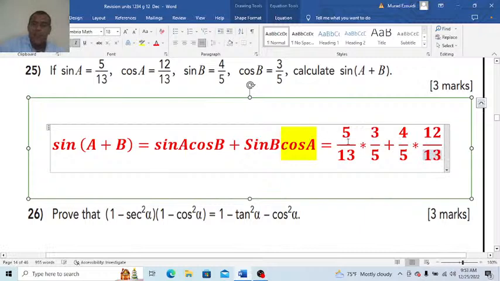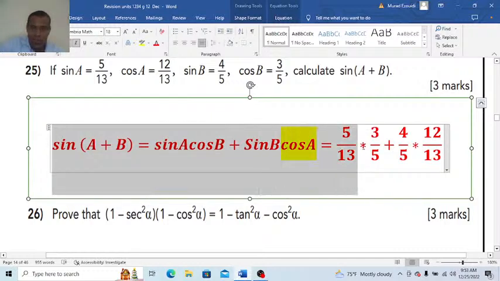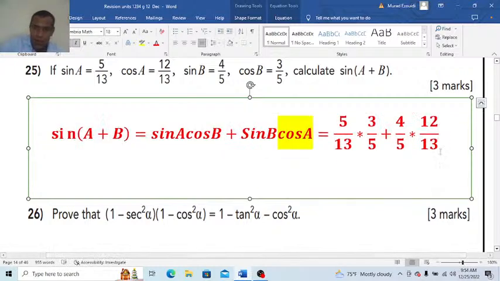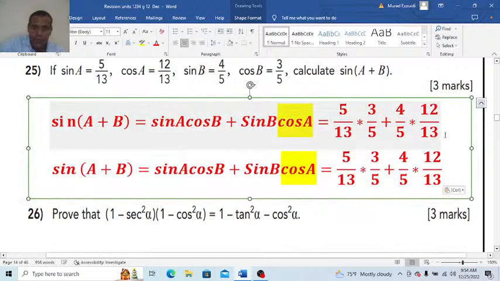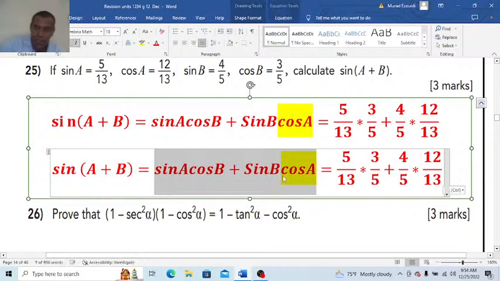Now this is the format. You are going to see that 13 by 5 and 5 by 13 will get the same denominator. Now I will erase this one, the expansion of sine.